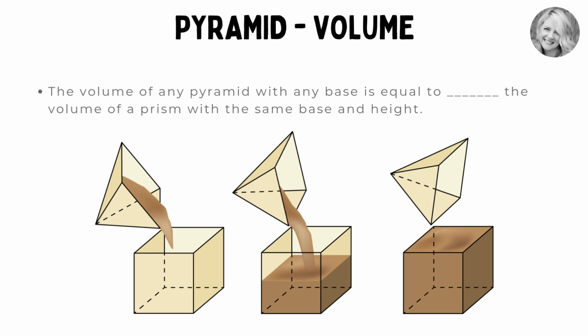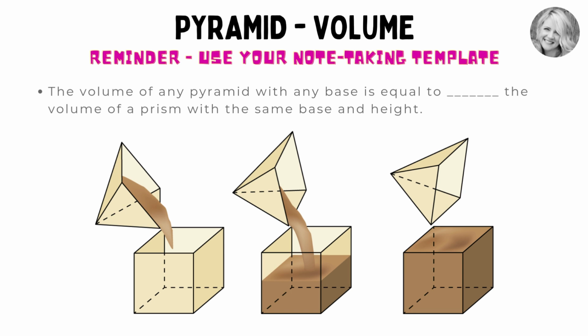The volume of any pyramid with any base is equal to 1/3 the volume of a prism with the same base and height. So see here, we're filling up the sandbox. It would take exactly 3 pyramids of the same base to fill up a prism.